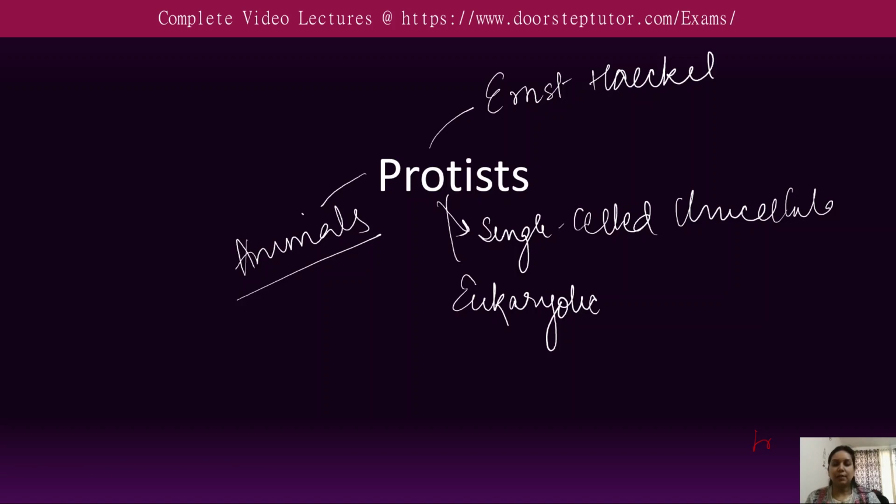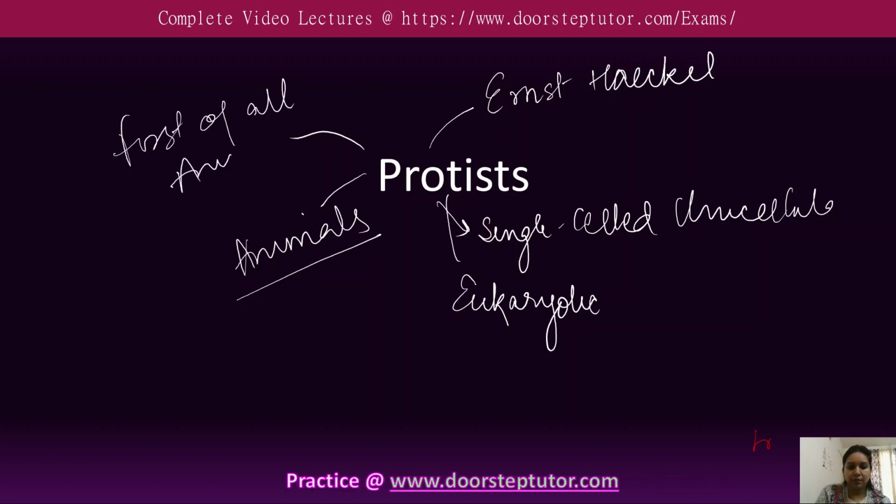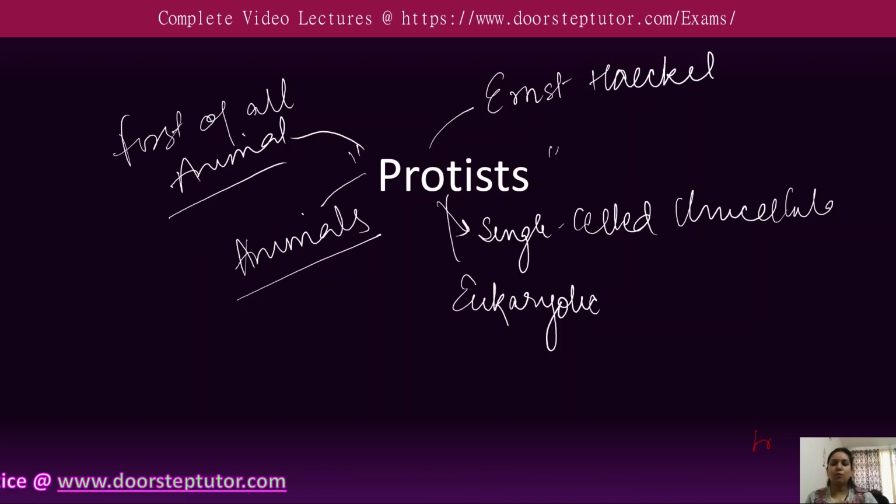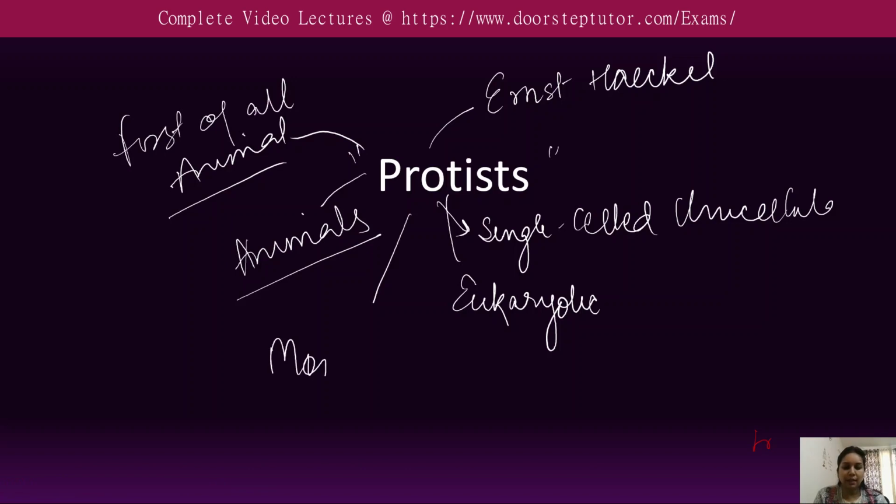So they are a very diverse group, and it is also known as the first of all animals. As the name suggests, Protista means first of all animals, and it is a connecting link between the Monera and the fungi kingdom. That is why it is placed in between the Monera and the fungi kingdom.